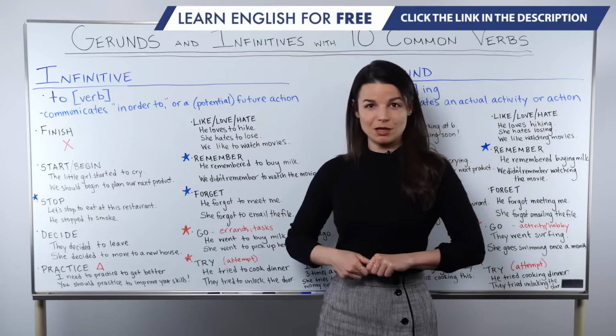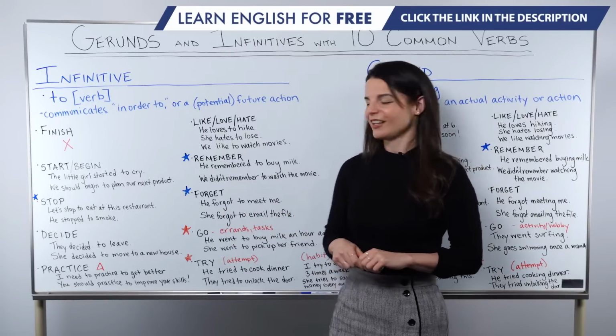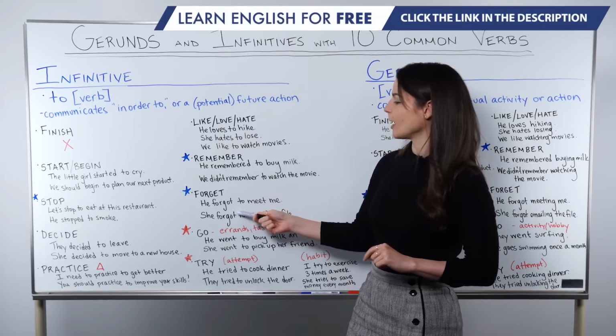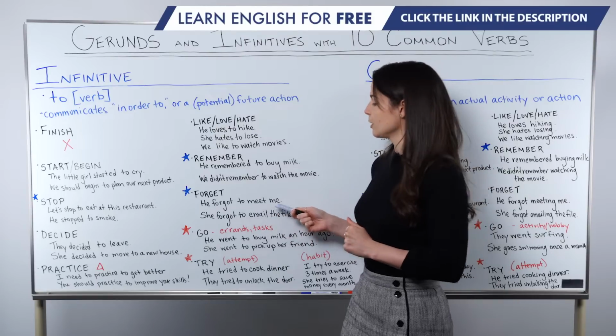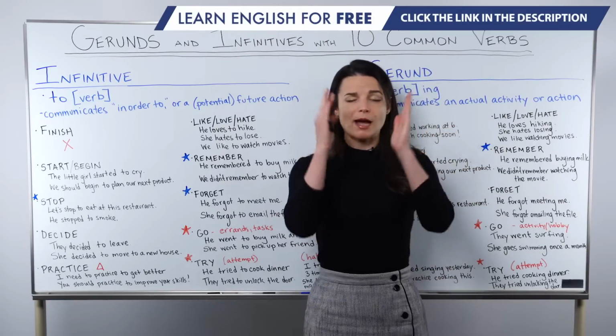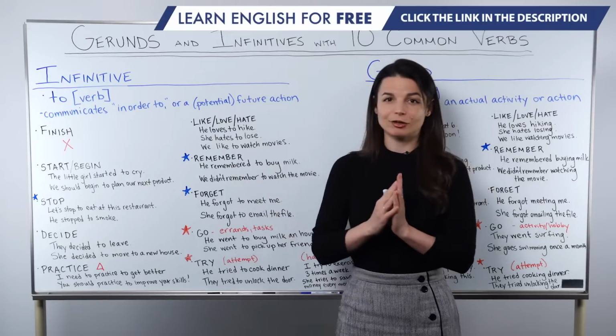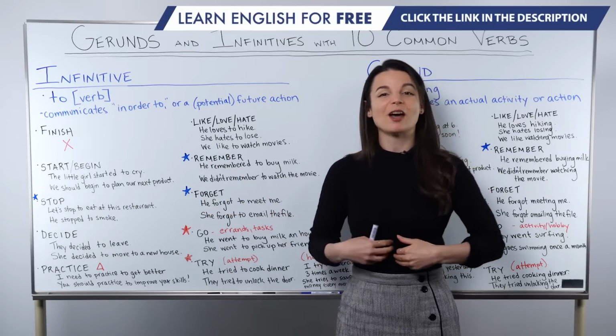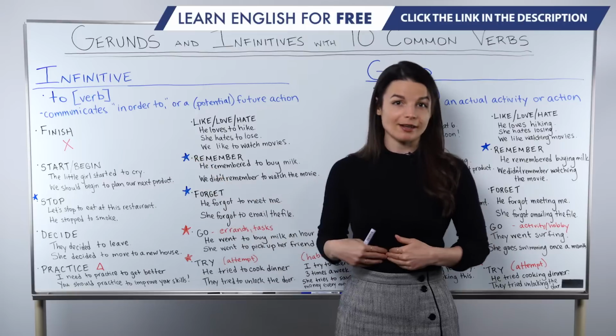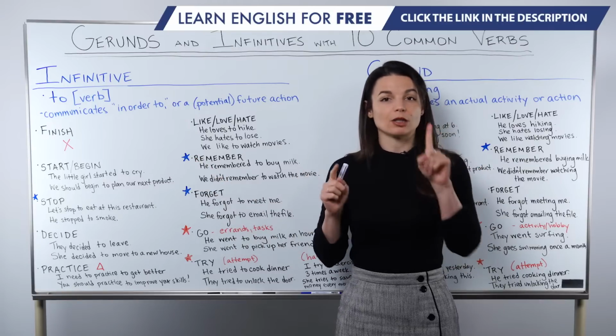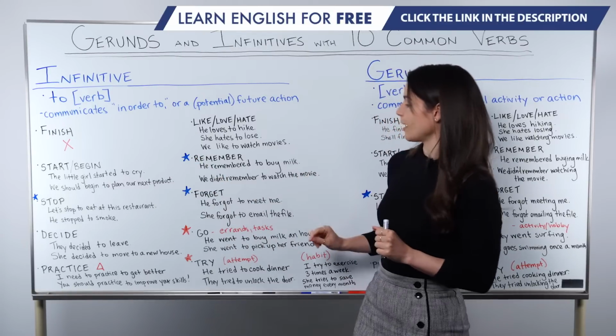He forgot to meet me. So here we have our infinitive. He forgot to meet me. So in this case, some activity, some meeting was scheduled and he forgot. So I was planning to meet him, he forgot. Okay? So this is just one action, a one-time thing. He forgot to do this action.